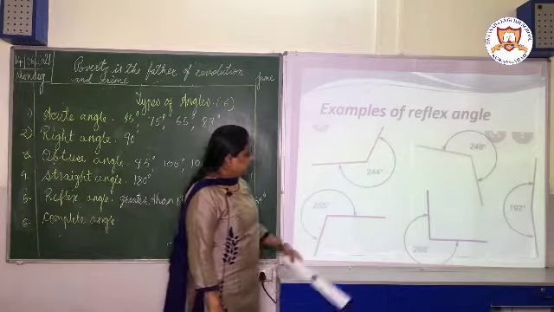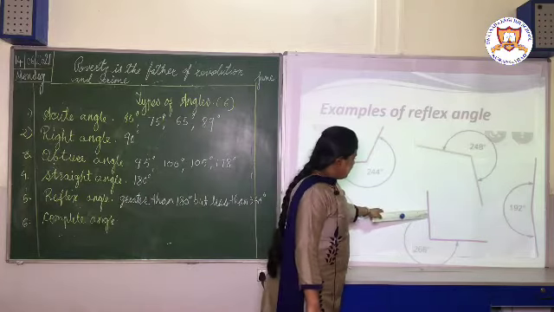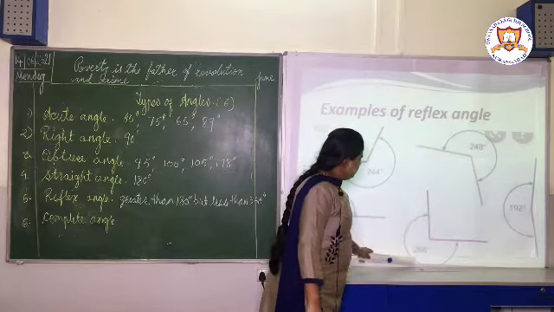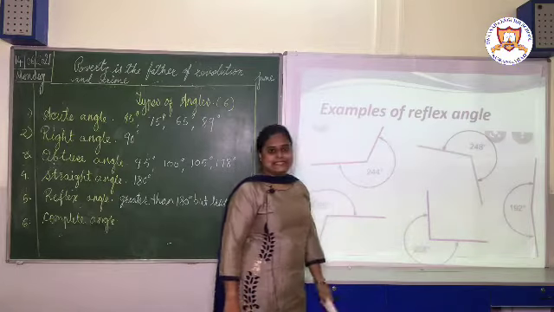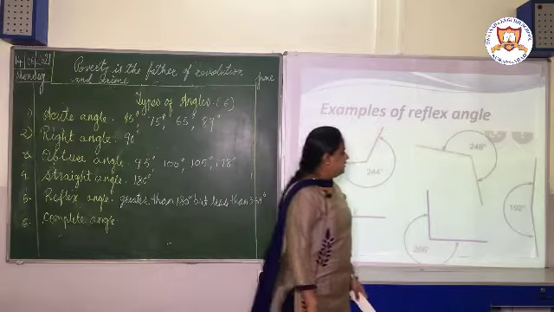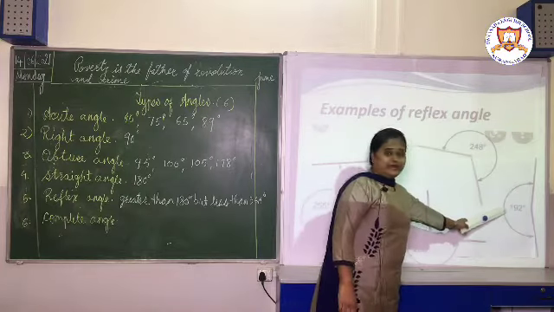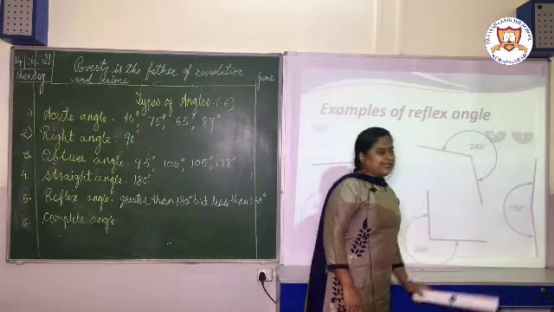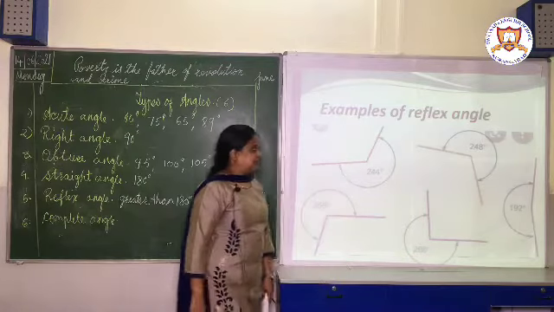Then this fourth one, this outer angle. This is also 266 degree. This is also an example of a reflex angle. And the very last, it is 192. This is also an example of a reflex angle.